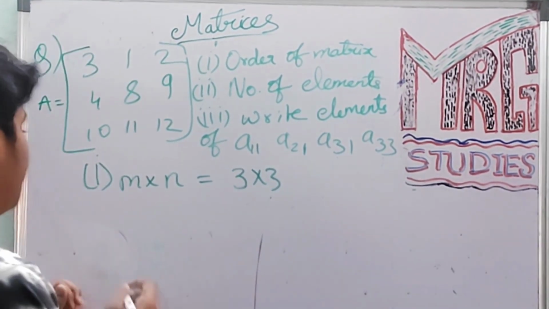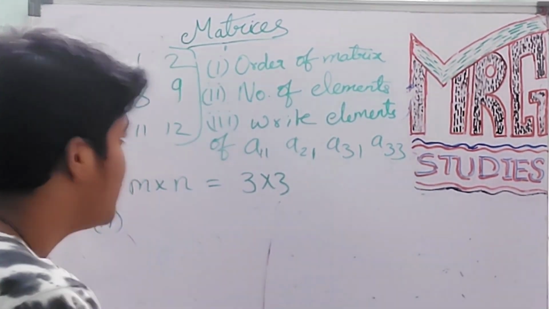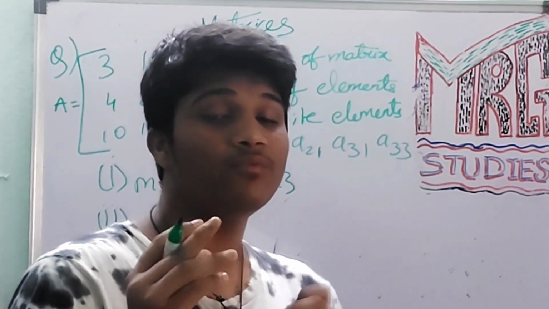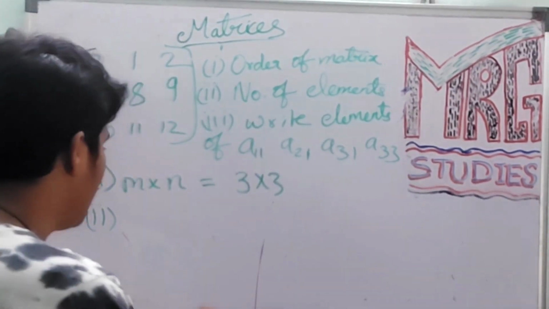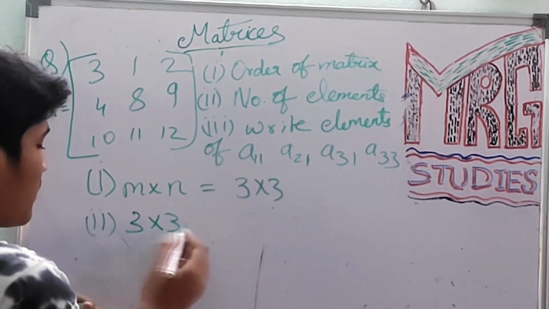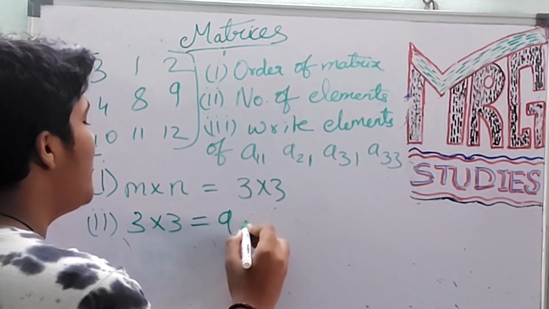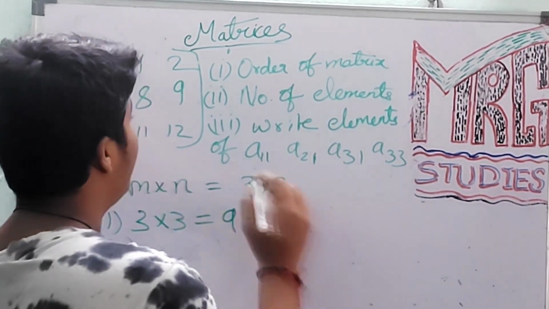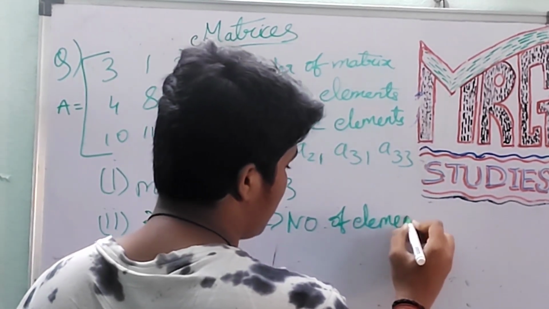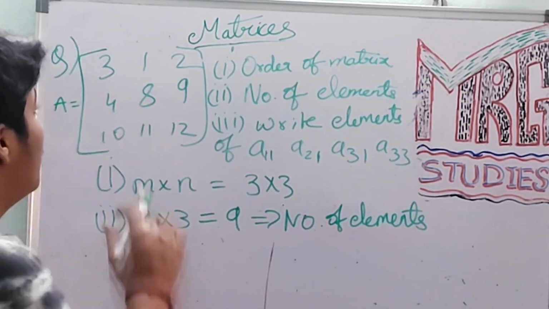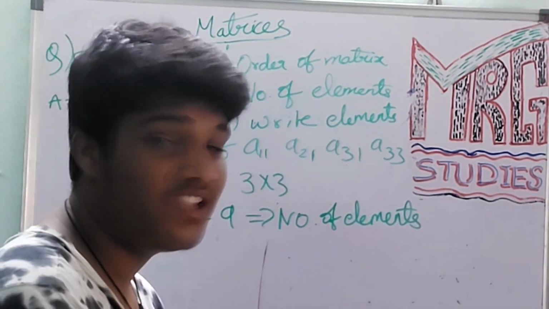Now the second question: number of elements. We should multiply the order of matrix, 3 into 3. If you multiply this, we will get the number of elements. So what is 3 into 3? It's 9. So 9 is the number of elements for this matrix. Or you can check it also: 1, 2, 3, 4, 5, 6, 7, 8, 9. See, number of elements is 9 in this matrix.